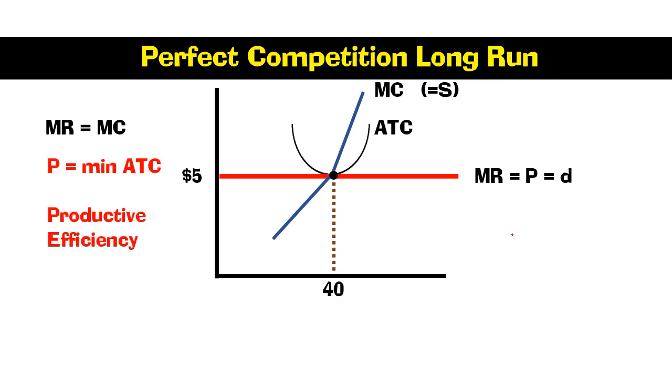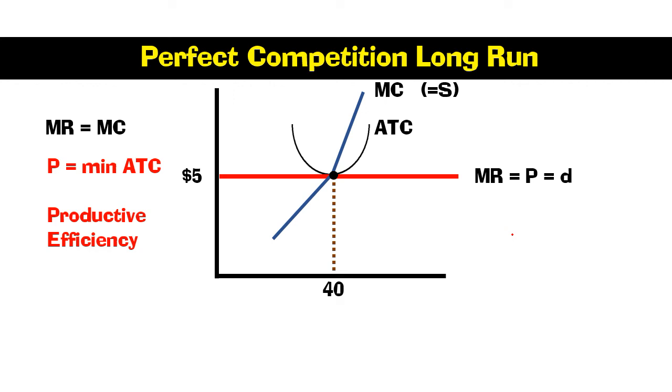And then the price also is at the bottom of the average total cost curve. In the long run of perfect competition, we're at the bottom of our average total cost curve. That means we're producing at the least possible cost per unit. In perfect competition, we produce in the long run at the least possible cost. We call that productive efficiency. So we're treating everybody fair, we're producing at the least. You see how this is good? Maximizing consumer surplus, treating everybody fair, producing at the lowest possible cost per unit.